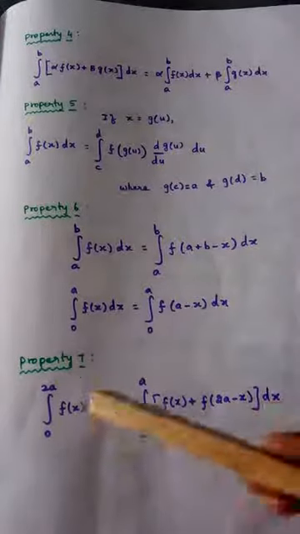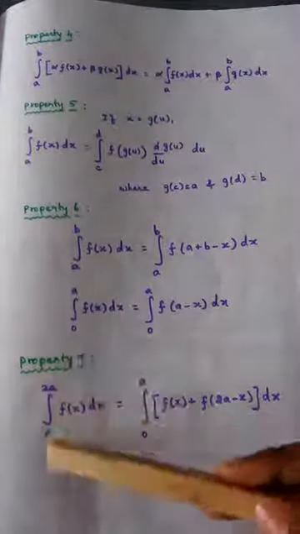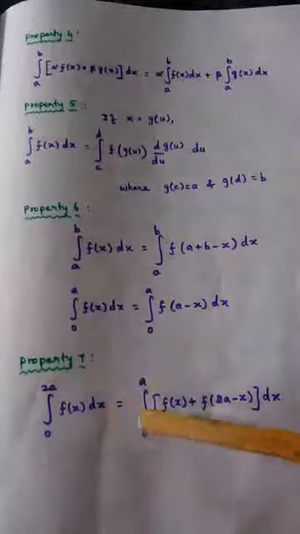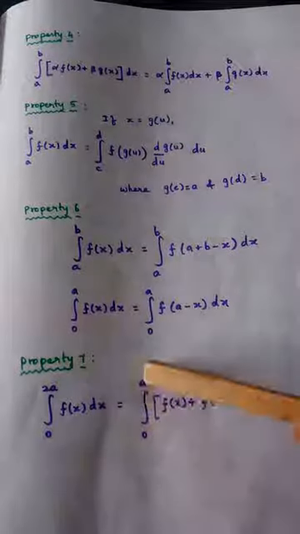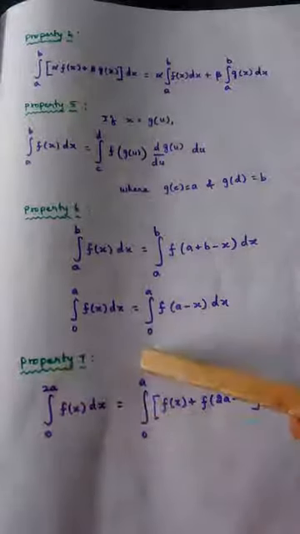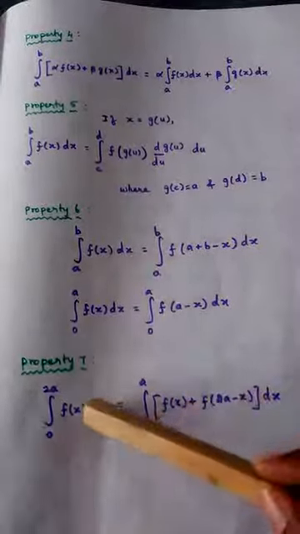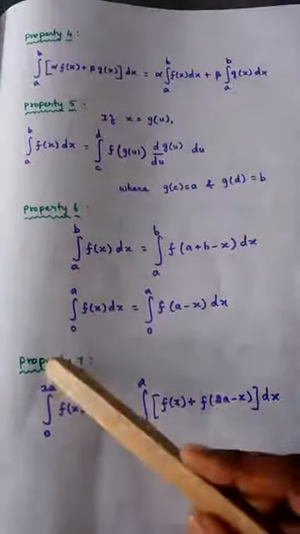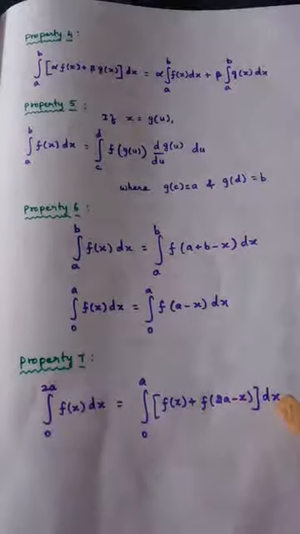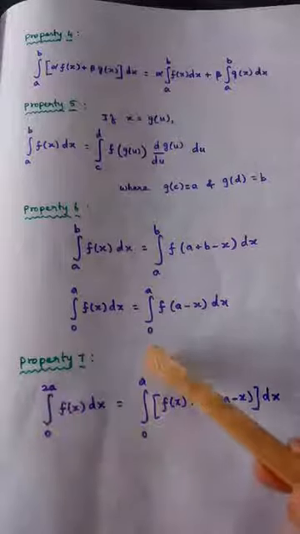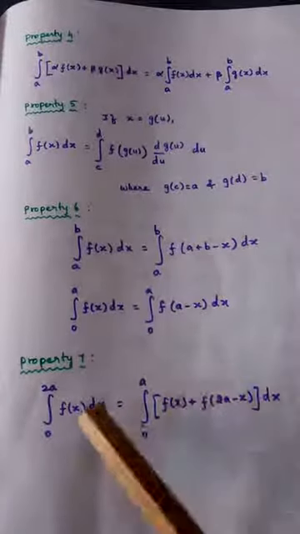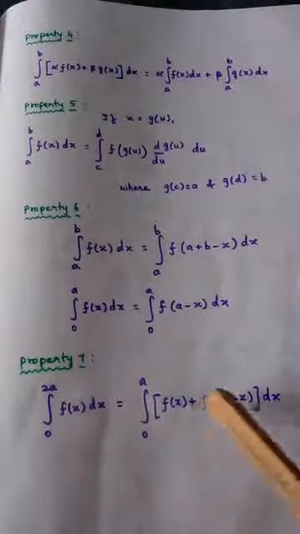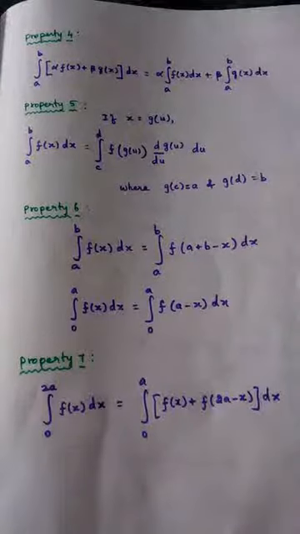Property 7. Integral 0 to 2a f of x dx can be written as integral 0 to a. See the limit 0 to 2a. Here it is 0 to a. We are writing the function into two types, f of x plus f of 2a minus x into dx. But the limit has to be changed to 0 to a. Here we will get two functions. One is f of x, the other one is f of 2a minus x into dx. Both will give the same answer.